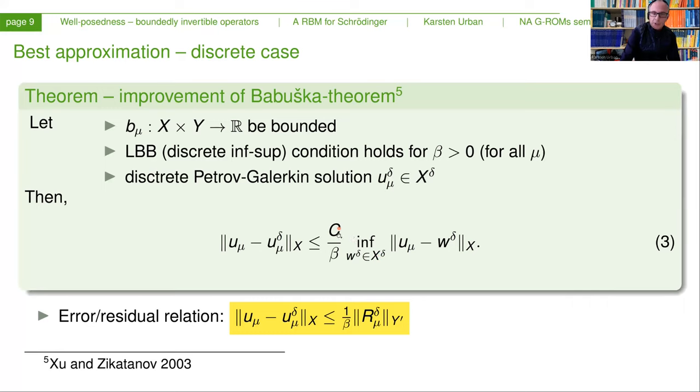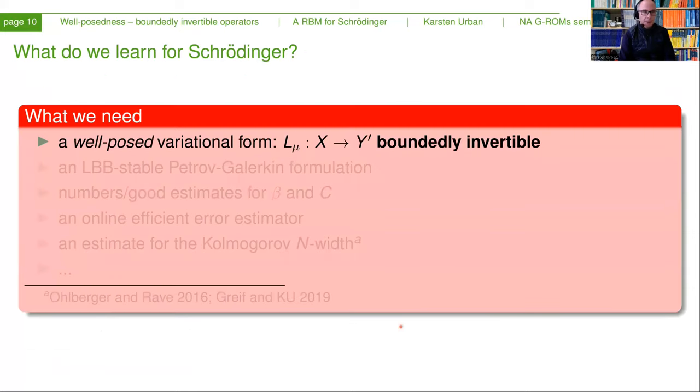And the relation here is the boundedness constant divided by the inf-sup constant. This improvement by Xu and Zikatanov is that typically in the older result by Babuška, you had one plus here, and this one plus they got rid of. The important thing is that this allows us to get this error-residual relation, where here you have the trial and here you have the dual space of the trial and test space respectively.